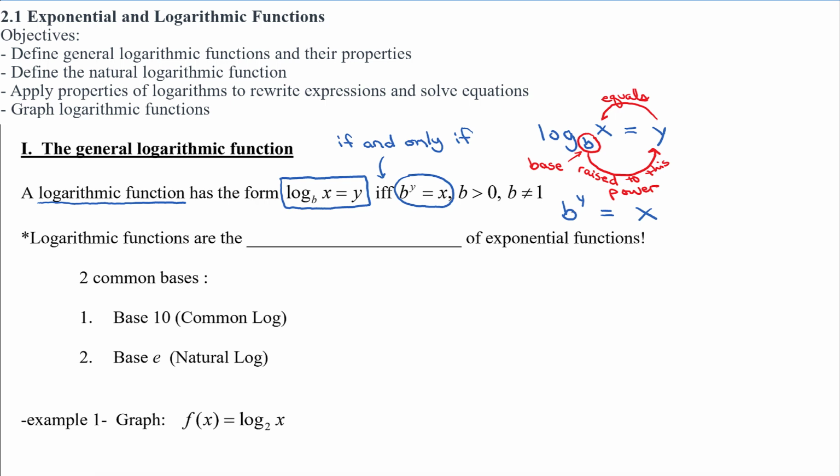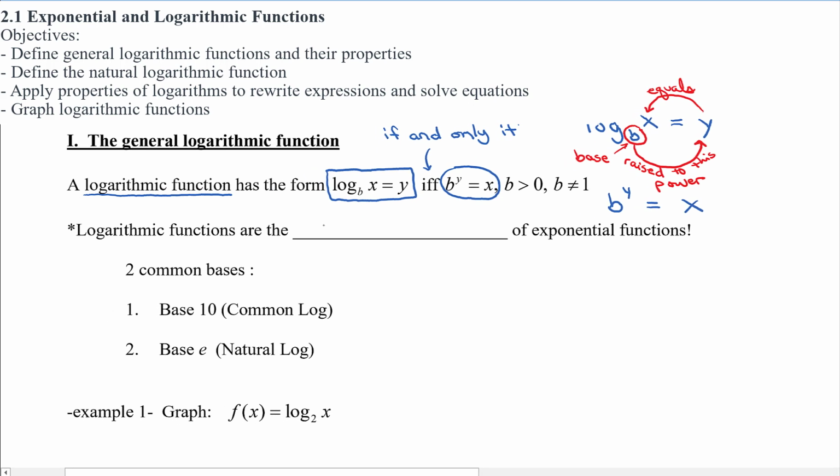Logarithmic functions are the inverses of exponential functions. So with inverses, remember that when you have a function and it contains the ordered pair a comma b, then its inverse will contain the ordered pair b comma a.